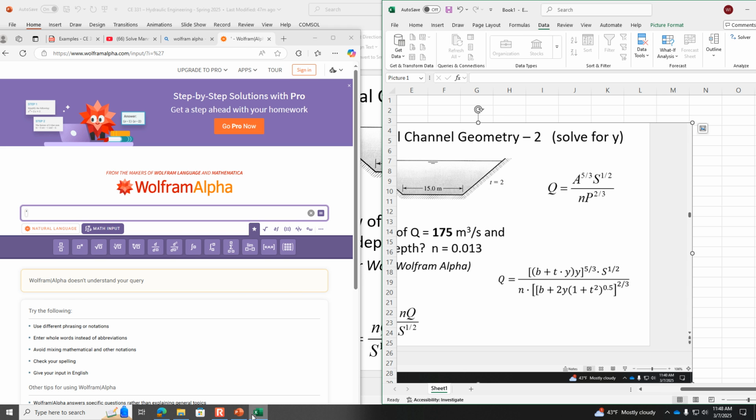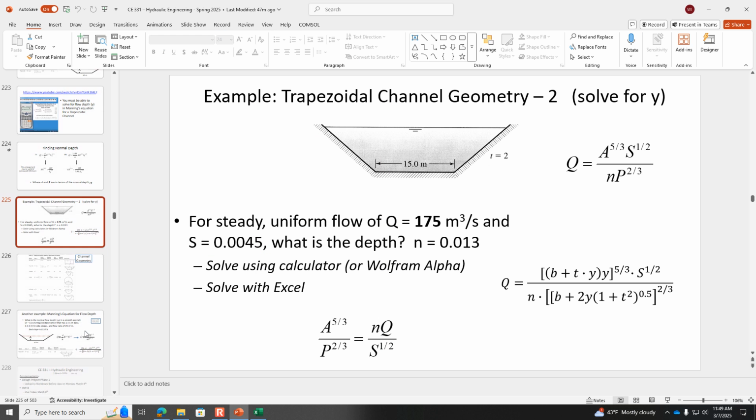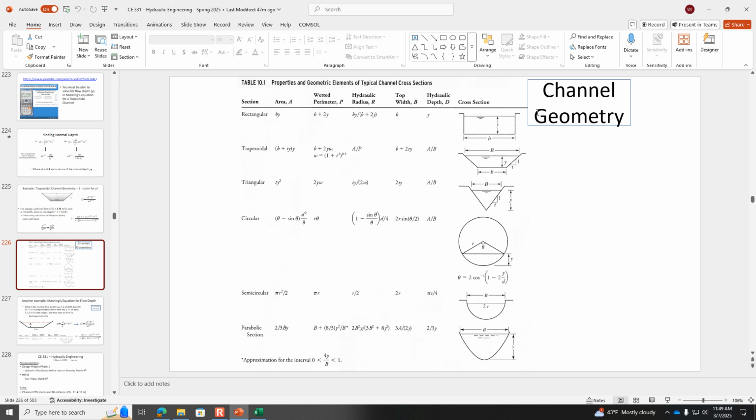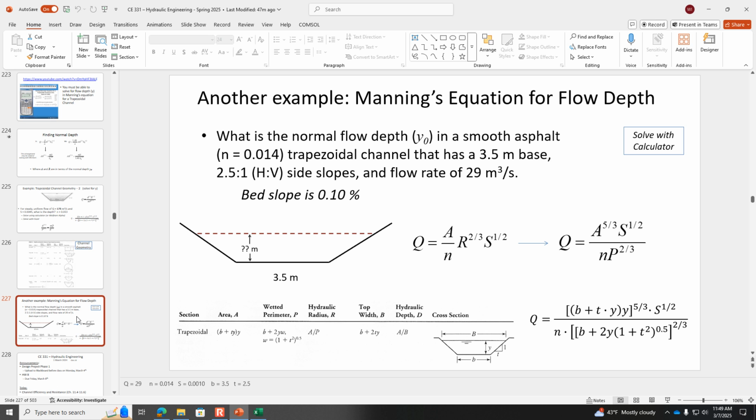But numerical solving the trapezoidal channel is pretty important. And remember that we've got all these different formulas, but the trapezoidal geometry is the one that we see really a lot of in open channel flow. So the 29 cubic meters per second is the example that we saw in that video. That was the one where it was finding out what is the normal depth if we have that same 3.5 meter wide channel and we just put more flow through it.